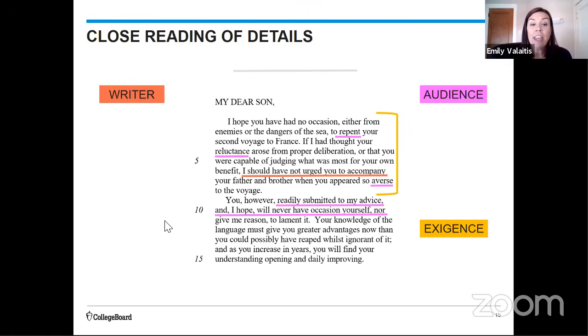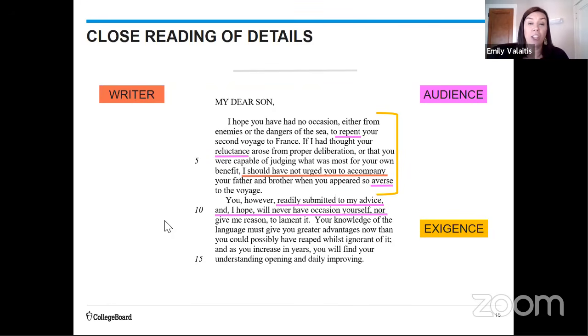And she says, "If I had thought that your reluctance arose from proper deliberation," or thoughtful consideration, "or that you were capable of judging what was most for your own benefit," that's a backhanded compliment from a mom. Like, if I thought that you were able to know what was best for you, "I should have not urged you to accompany your father and brother when you appeared so averse to the voyage." So when she uses repent and reluctance, we learn that maybe he entered into this voyage with at least some reluctance, some hesitation.